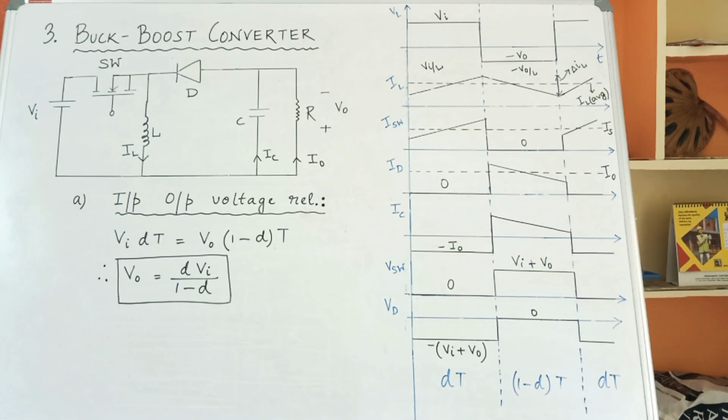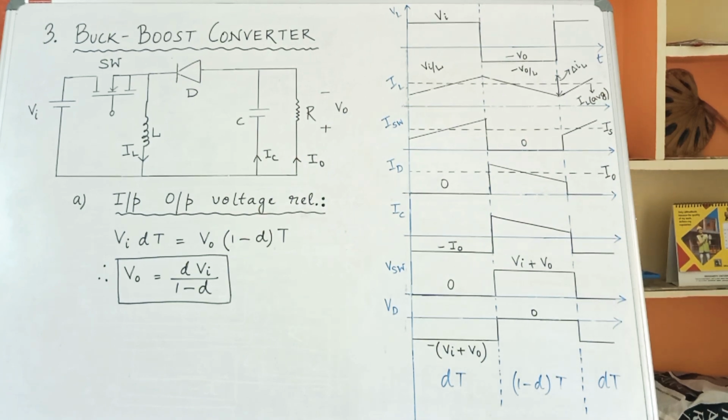So now we will write down all the necessary equations for a buck boost converter. I will not be deriving each and every equation step by step, because if you follow through my previous videos, you can understand how the derivation is done. So I expect you to derive it on your own. So let's start with the input output voltage relationship.